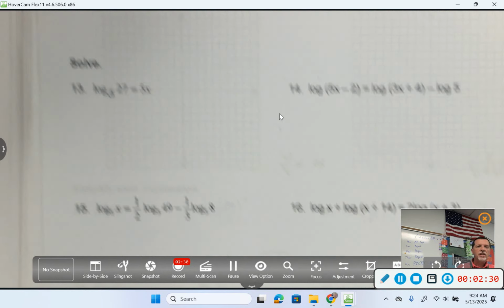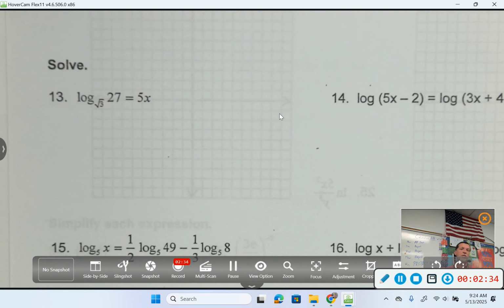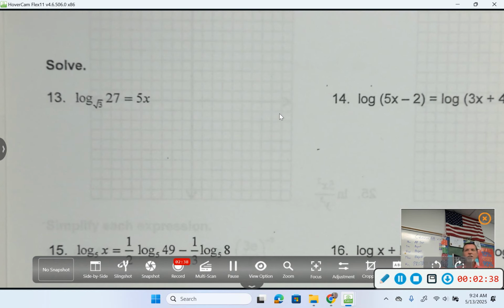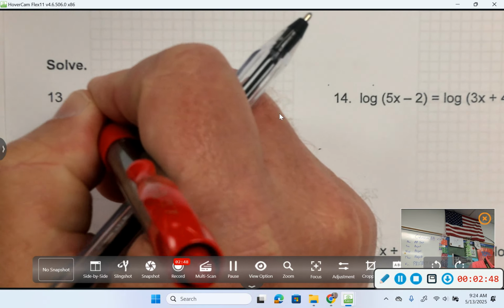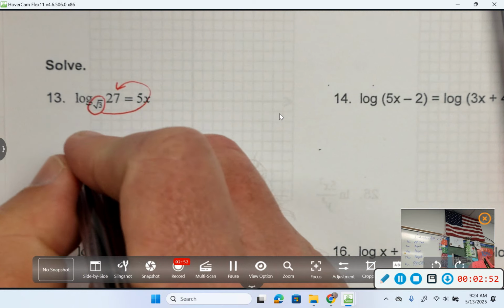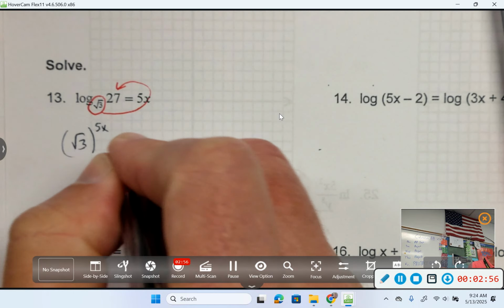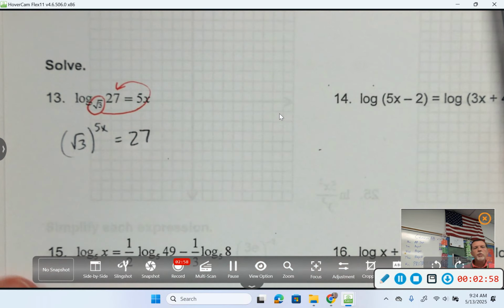Number 13. Log base root 3 of 27 equals 5x. That's weird looking. Any idea on what we should do with that thing? Make it a 1/2 power. I like that. I would do something before I did that. Let's fishhook this guy. So root 3 to the 5x equals 27.